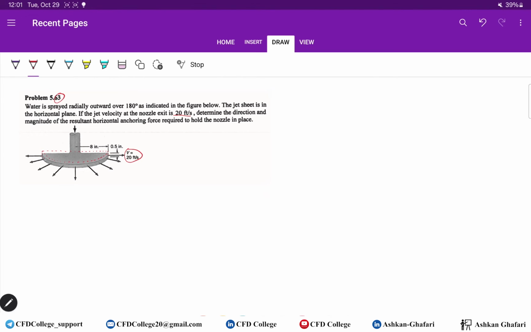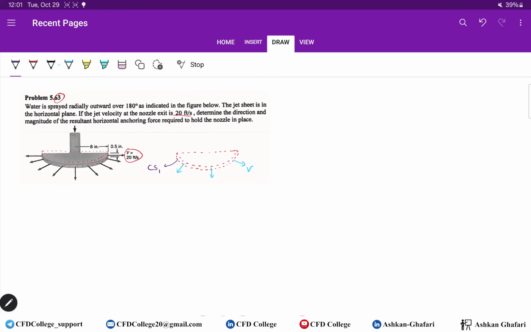Actually, it's 3D. So if I wanted to show it to you, it's like this. This is the outlet. We know the velocity. There is no inlet, so this is the only control volume we have.